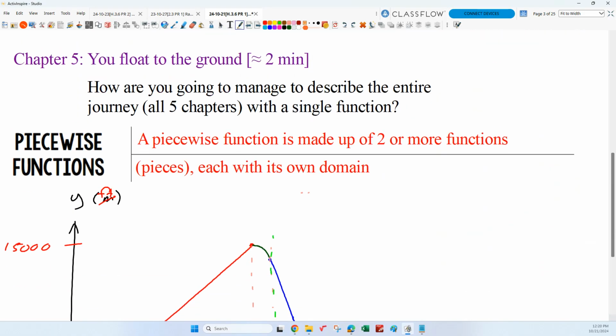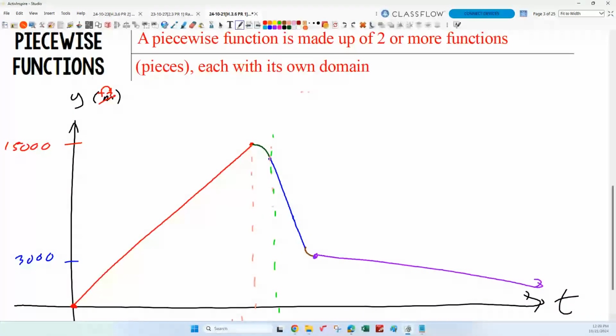So we get this little green part of the domain that's about 12 seconds long. Then we get this blue part of the domain where we're falling at terminal velocity. I think we said that was about a minute, but I can't remember. It doesn't really matter. You get the idea, right? Blue domain's about a minute.